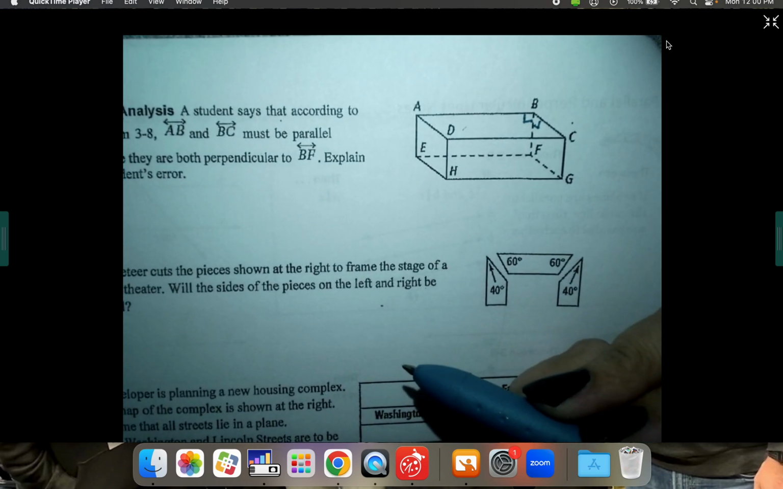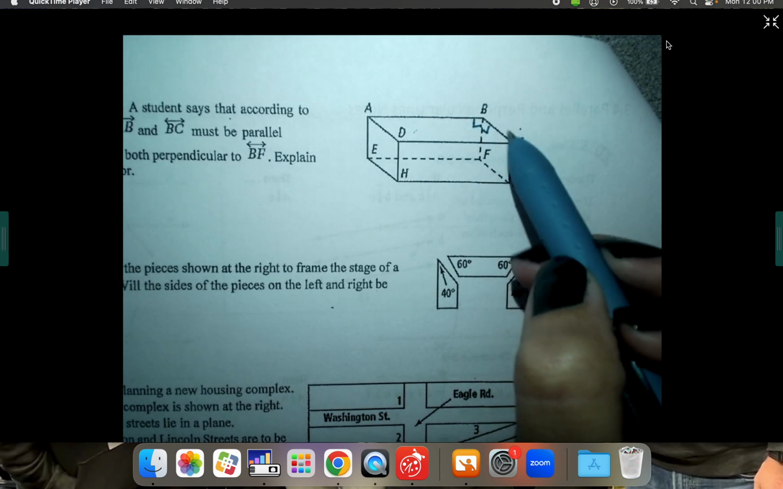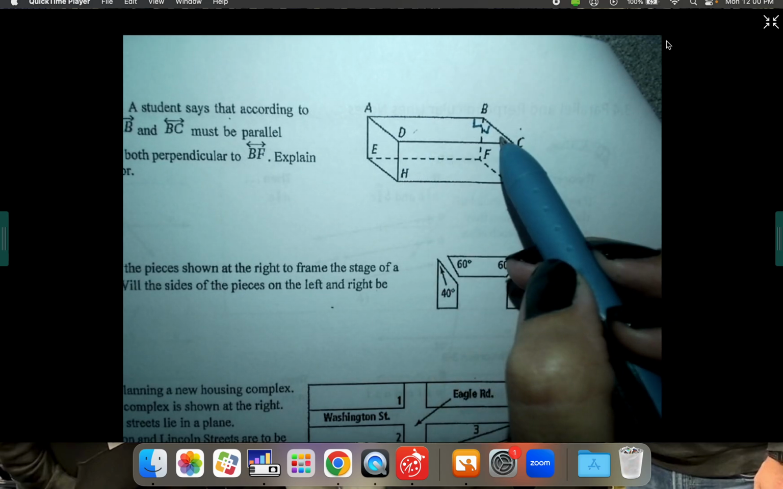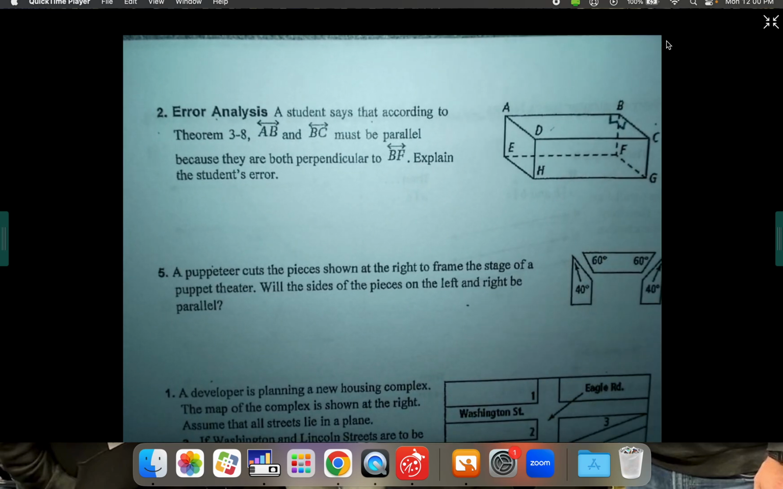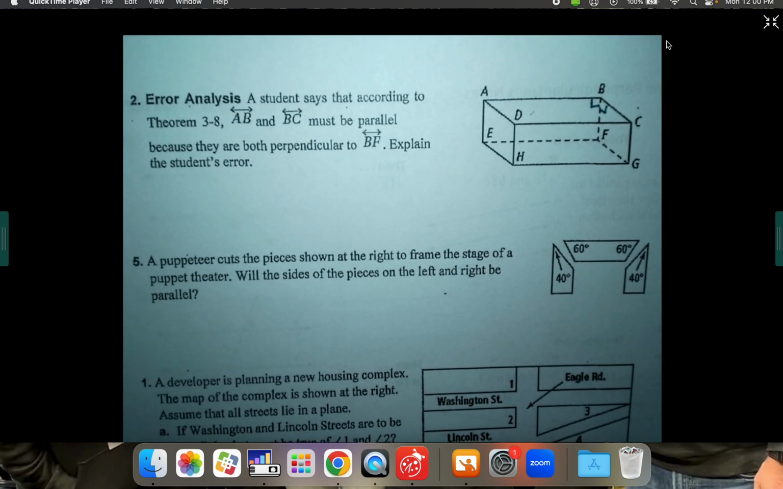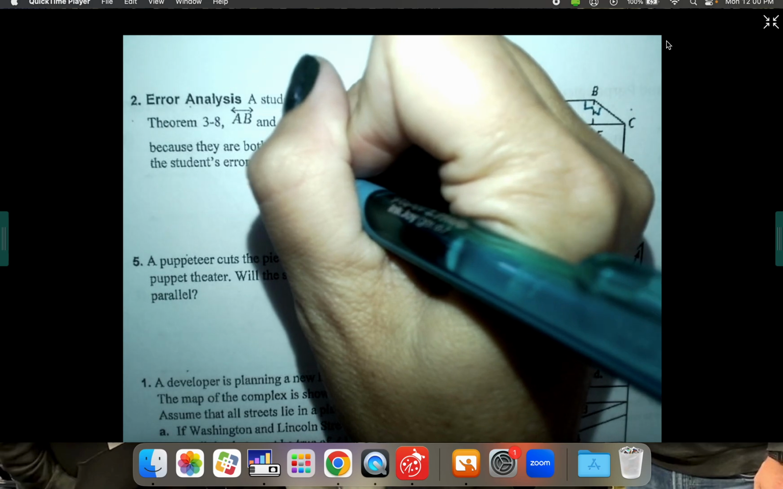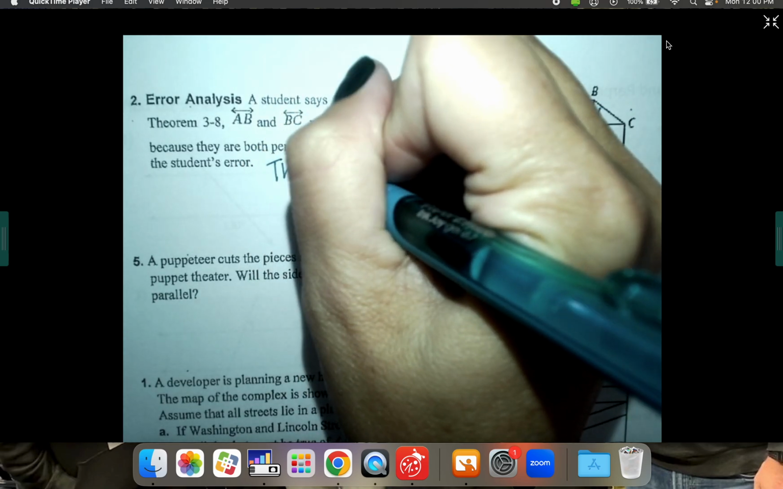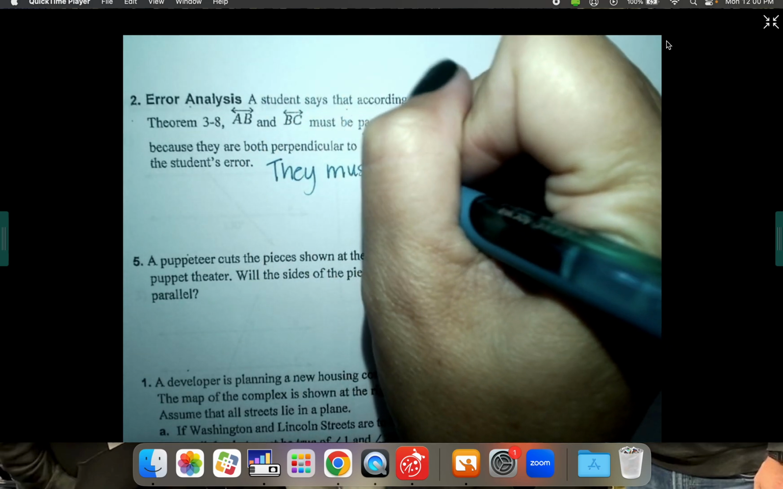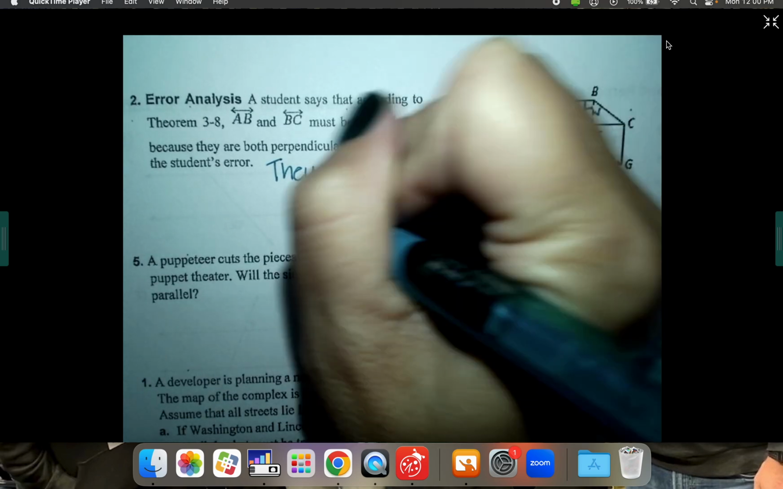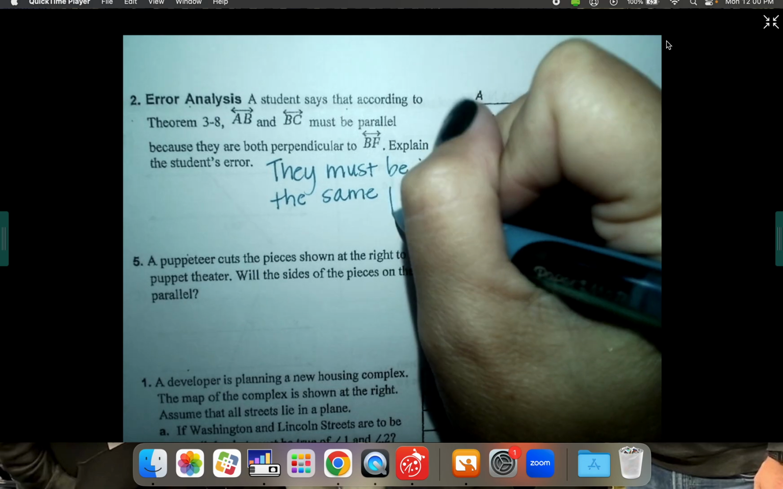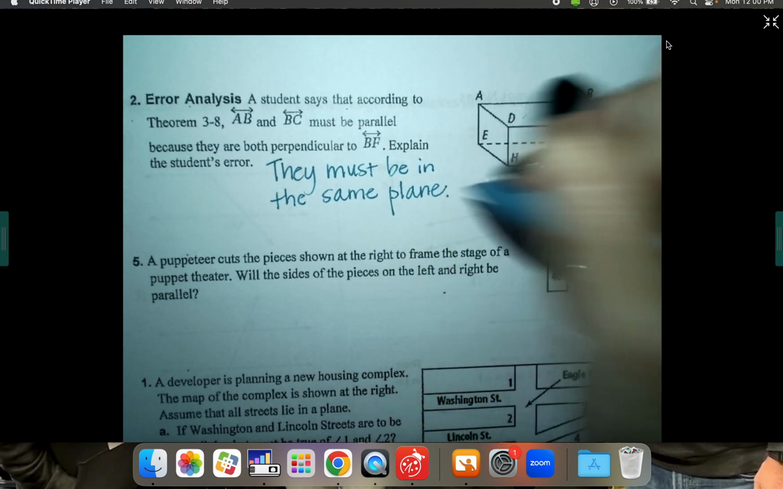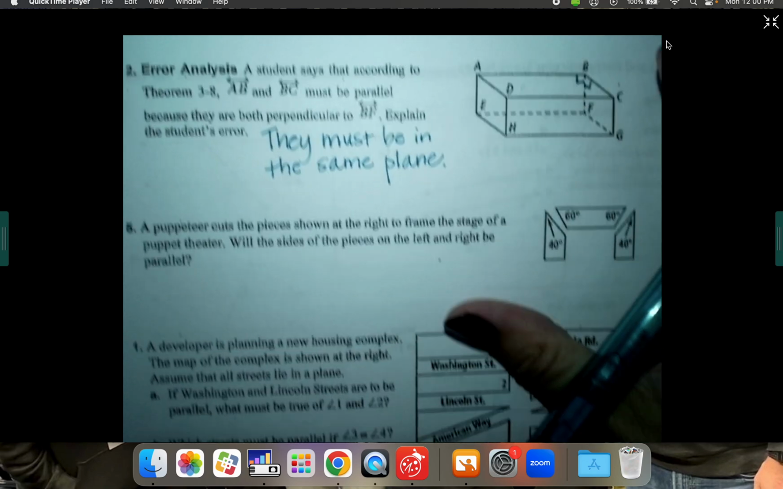And the other reason is because this is not the same plane as this other one. So I'm going to write that because I think that's probably what they meant. I'm just going to say something like they must be in the same plane. But that's not the only reason this person's wrong. However, all of these theorems are only if they are in the same plane.